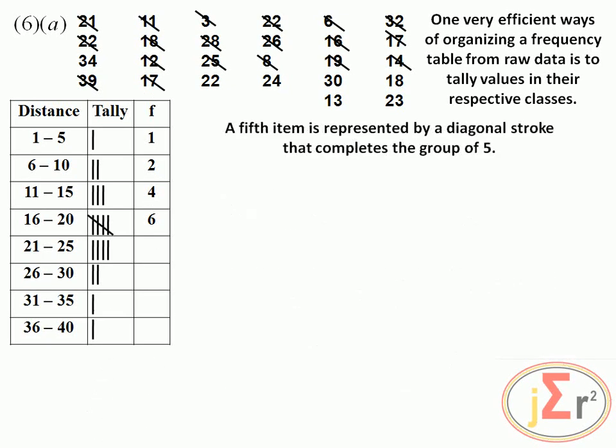A fifth item is represented by a diagonal stroke that completes the group of 5. We have that already, and we have another diagonal stroke. We continue on and on until we are through.